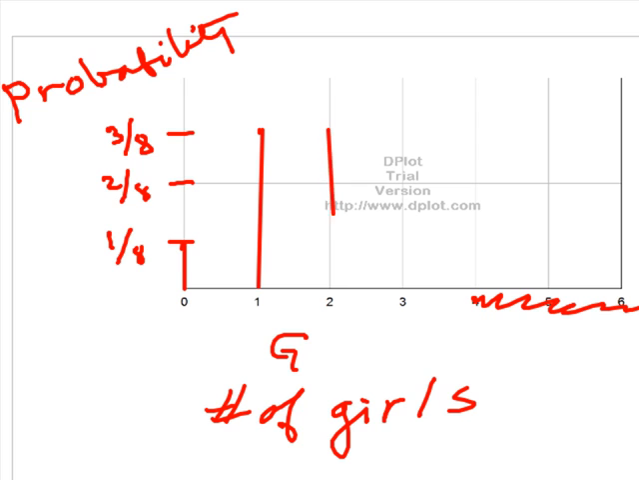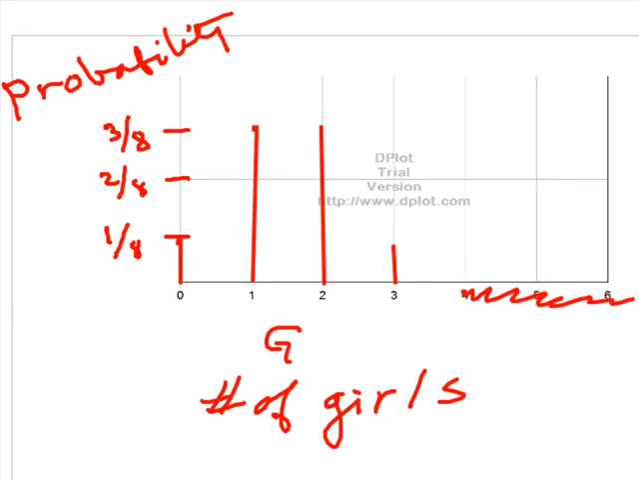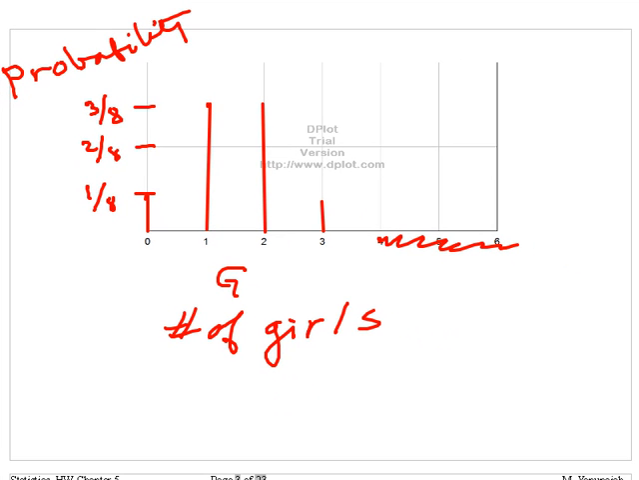2 girls in the family was also 3/8, and now the probability to have 3 girls in the family looks like that. That is your discrete probability distribution. It's a sequence of vertical lines. The height of each line is the probability, and you have to figure that out and put that over here on the scale. What's on the x-axis are the values of the variable.